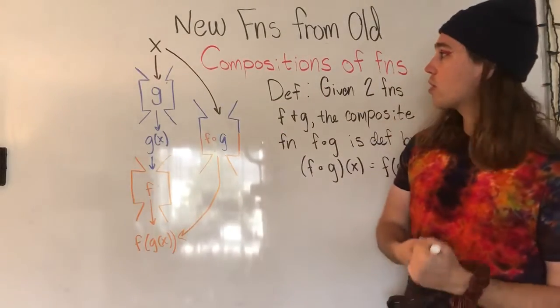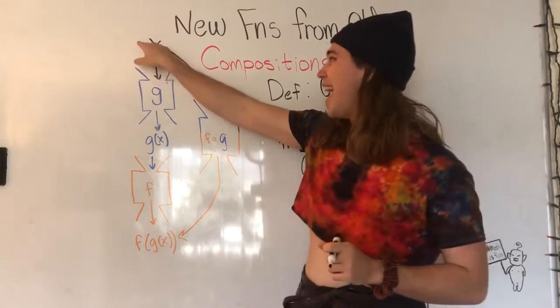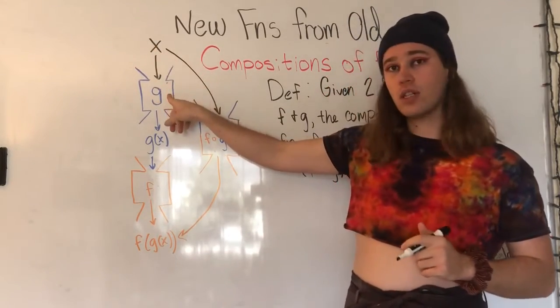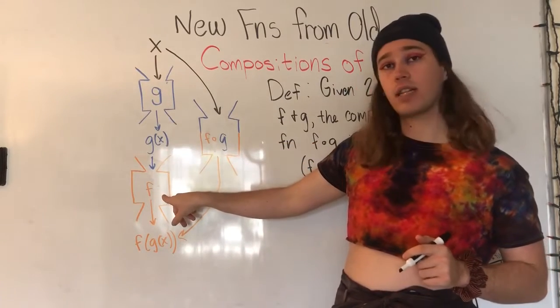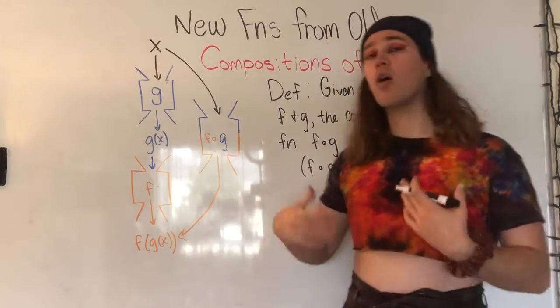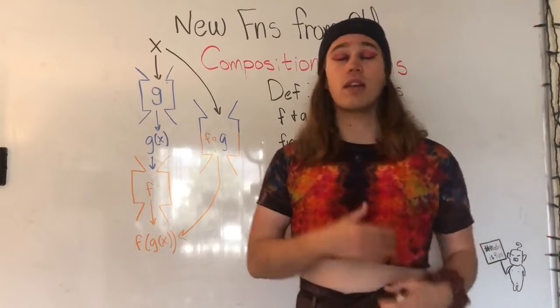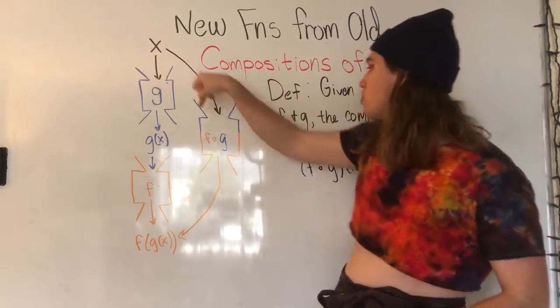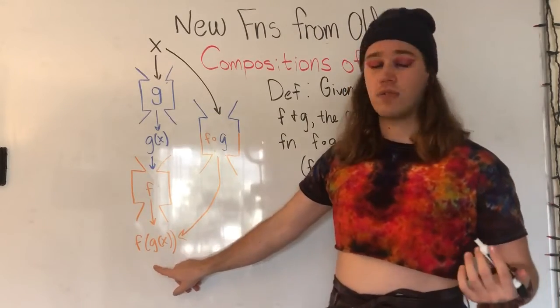So let's see how that works with our fancy little picture. Essentially what you do is you put x into the function g, you would get a g of x, and then put that directly into your function f, and you would get an f of g of x. Or we could just have our composition of functions pre-made into a separate equation and just plug it into f of g of x, and we would still get f of g of x.